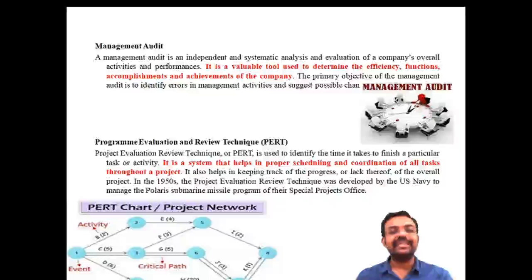Audit means the checking, the counter-checking of your activity. The management audit is a modern technique used by the management to check the authenticity of transactions. Whether all the transactions are going on well can be checked through the management audit. It is valuable to determine the efficiency, function, accomplishment and achievement of the company. The primary object of the management audit is to identify errors in management activity and find out frauds. Suppose there's a chance of errors in the management activity, it can be identified with the help of the management audit.